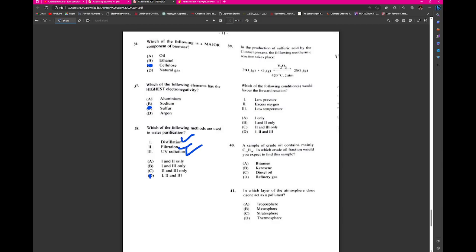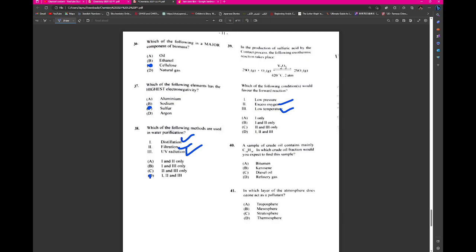39. In the production of sulfuric acid by the contact process, the following exothermic reaction takes place, right? Which of the following conditions would favor the forward reaction? So looking at the forward reaction here. So we're going to have to lower the temperature, right? And we're going to have to do it in excess oxygen, right? Because if we lower the pressure, right? Let's see what's happening here.